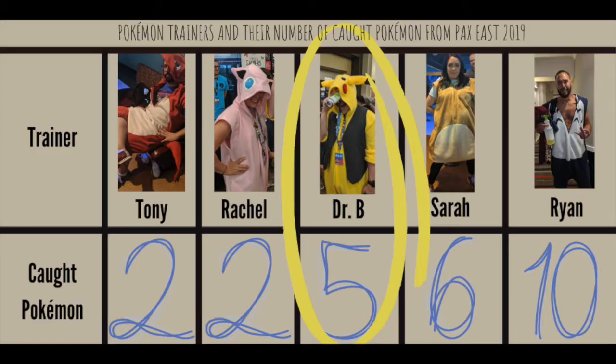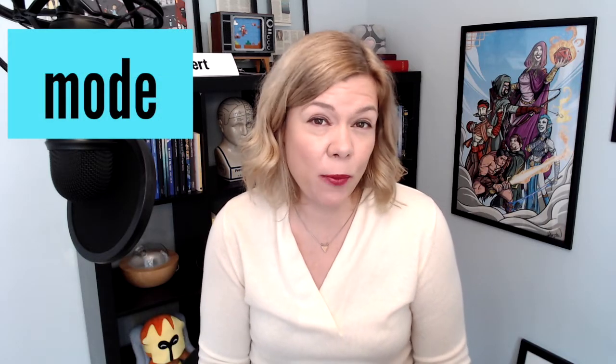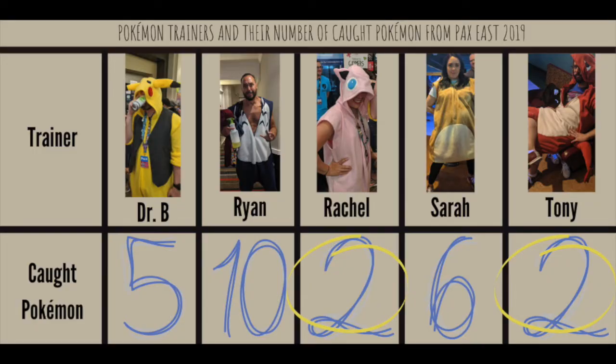Then we have median. Median is the number that occurs in the middle of the data sample when you arrange the data from smallest to largest. So in this example, if we rearrange the Pokemon trainers, we'll see that the median is 5. Then there is mode. Mode refers to the data point that occurs the most frequently. So again, if we look back at this sample, the mode would be 2.